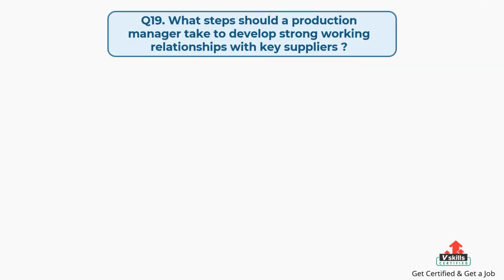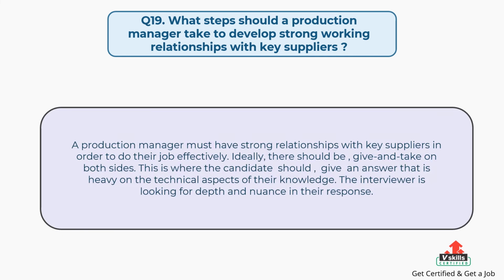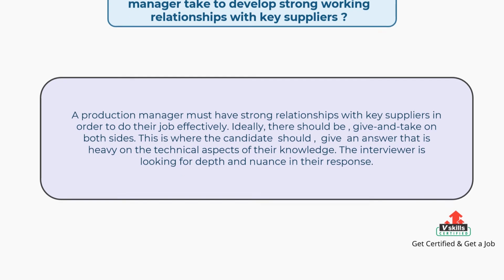Question number 19. What steps should a production manager take to develop strong working relationships with key suppliers? The answer is, a production manager must have strong relationships with key suppliers in order to do their job effectively. Ideally, there should be give and take on both sides. This is where the candidate should give an answer that is heavy on the technical aspects of their knowledge. The interviewer is looking for depth and nuance in their response.